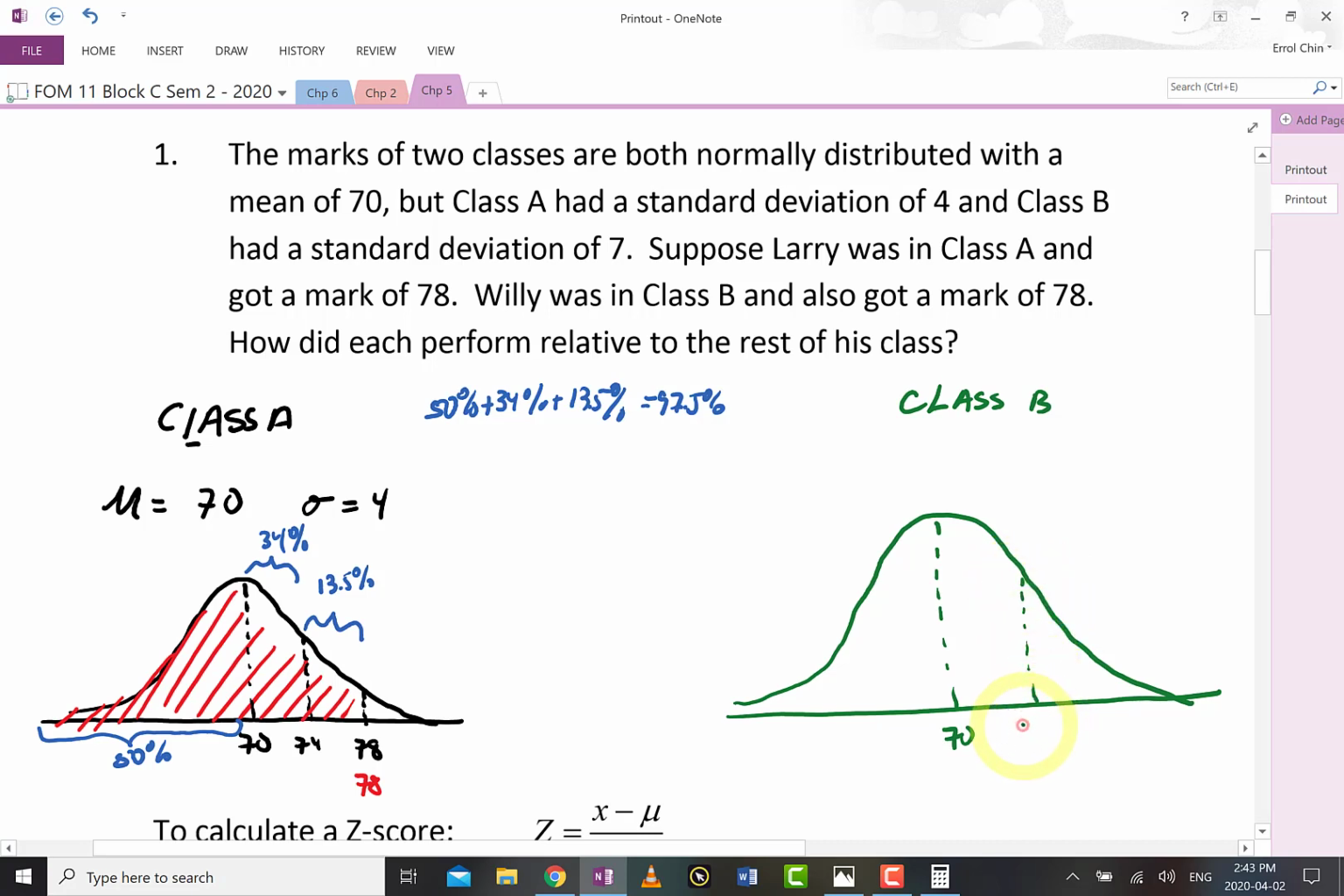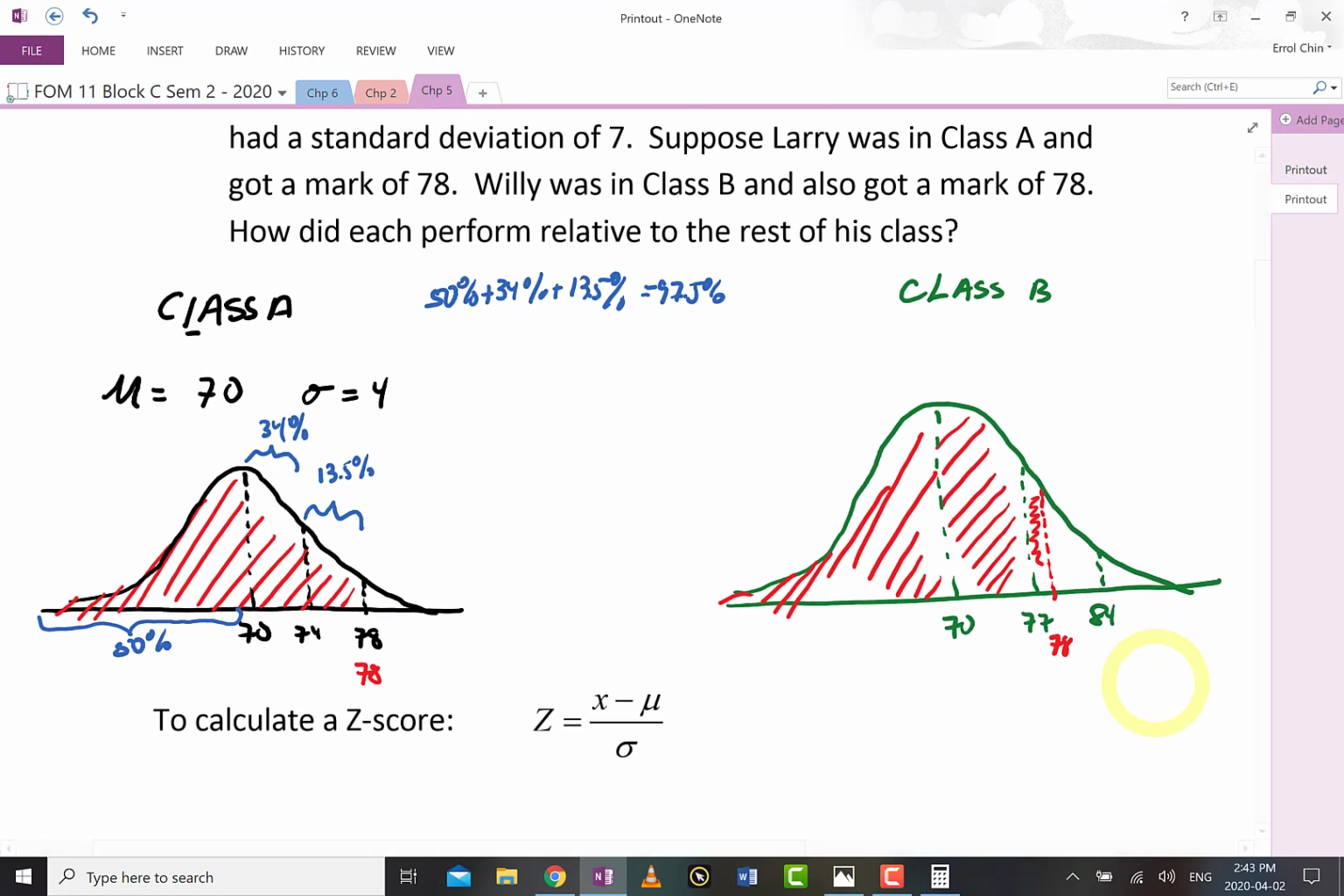So the first standard deviation is 77. The next one would be 84. Now Larry got a mark of 78. So Larry got a mark just slightly above the very first standard deviation. That means Larry beat everybody below the average, plus the very first standard deviation, plus a little tiny smidgen. Well, we know this probability below the average is 50%. We know that Larry beat at least the first standard deviation, that's 34%.